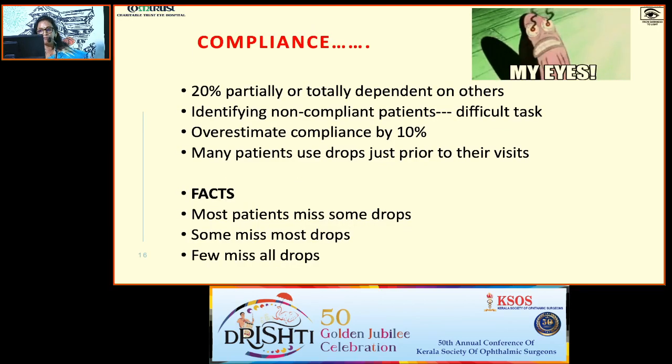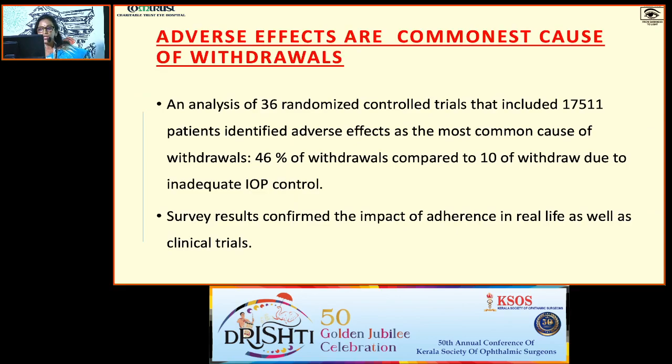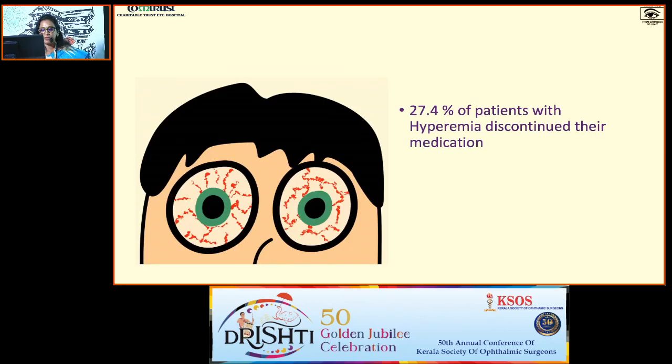So we have seen that compliance is the most important factor before we start medicines. Most patients miss some drops, and few miss all the drops. The side effects you have to look for are hyperemia and dermatitis, and the most common drug which we use and think has no complications is the prostaglandin, which comes with the complication of prostaglandin associated periorbitopathy.